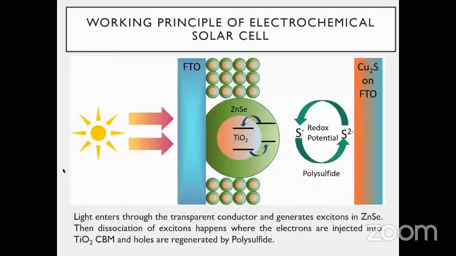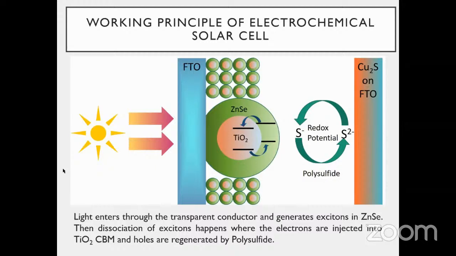So here is the working principle of the electrochemical solar cell. First, we doctor blade zinc selenide TiO2 core-shell particles on top of an FTO, which is a transparent conducting material, and we use polysulfide as an electrolyte. Because of the selenium present in zinc selenide, we cannot use other electrolytes like iodide, and we use copper sulfide as a counter electrode to make sure the polysulfide transfers the charge carriers into the counter electrode.